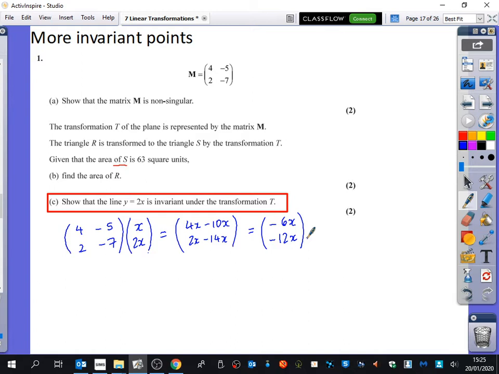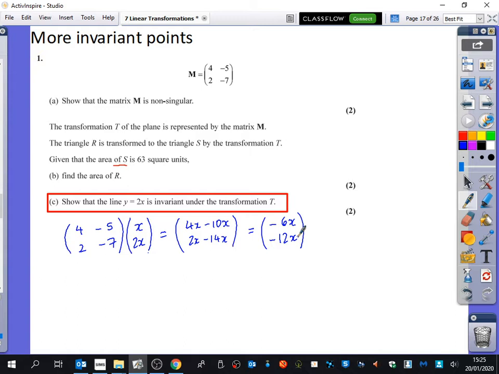Because it's still x and that 2. It's still got the same ratio of things that are happening here. Now, if you just imagine for a second, it's saying the x coordinate is multiplying by minus 6, so the x coordinate is shooting in the other direction, and the y coordinate is going to minus 12 of what the previous version of it was. It's kind of hard to explain what I'm saying there. But they're still in that same ratio.